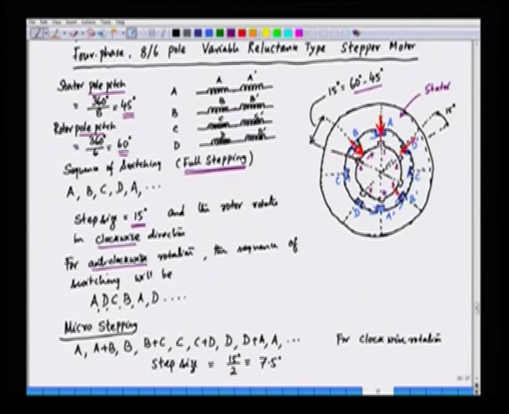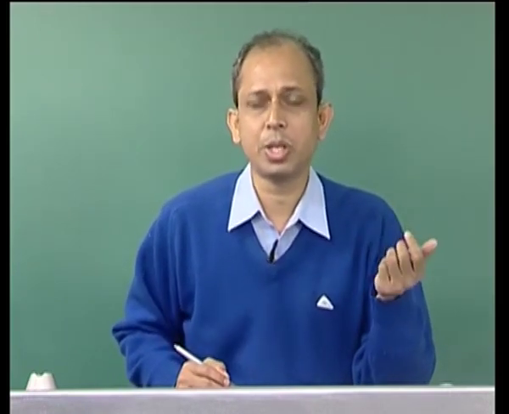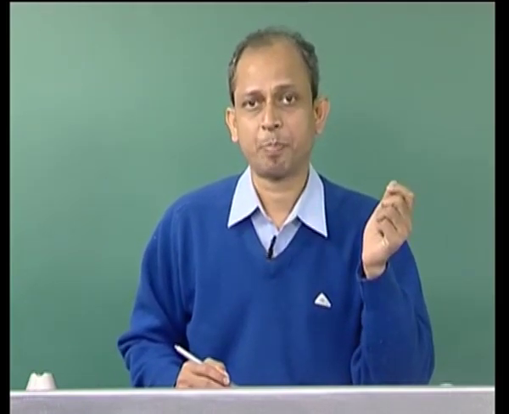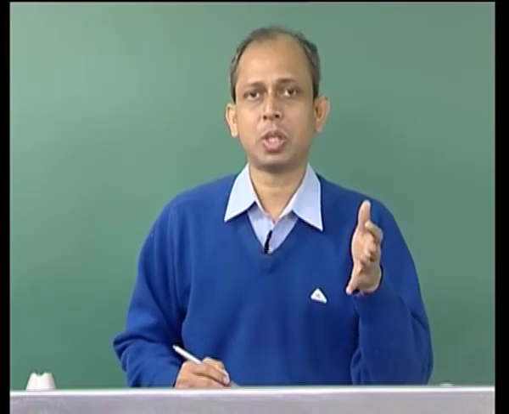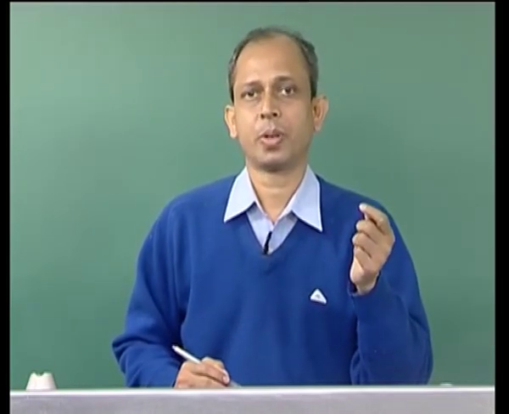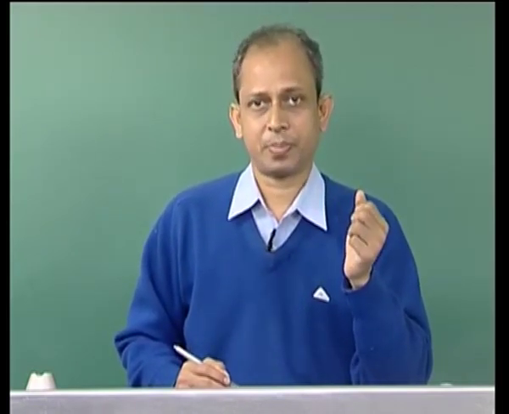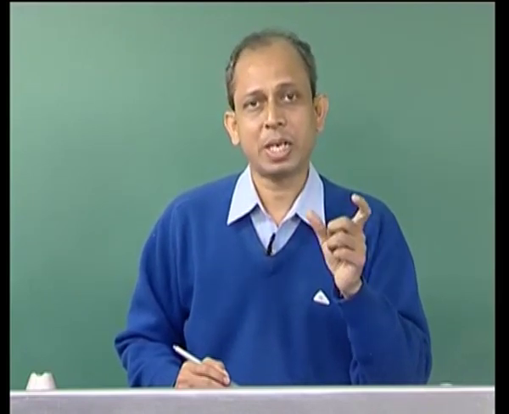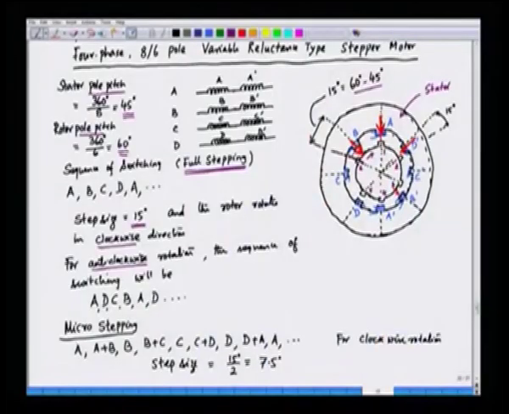Now, suppose we want to further reduce the step size. The step size here we have understood is 15 degrees. Is there a scope of further reducing the step size without changing the motor? Yes, it is possible. The sequence that we have just described is called full stepping. It means the step size is full. Now, we can have micro stepping, in which we can reduce the step size. That is possible by exciting two phases at the same time.